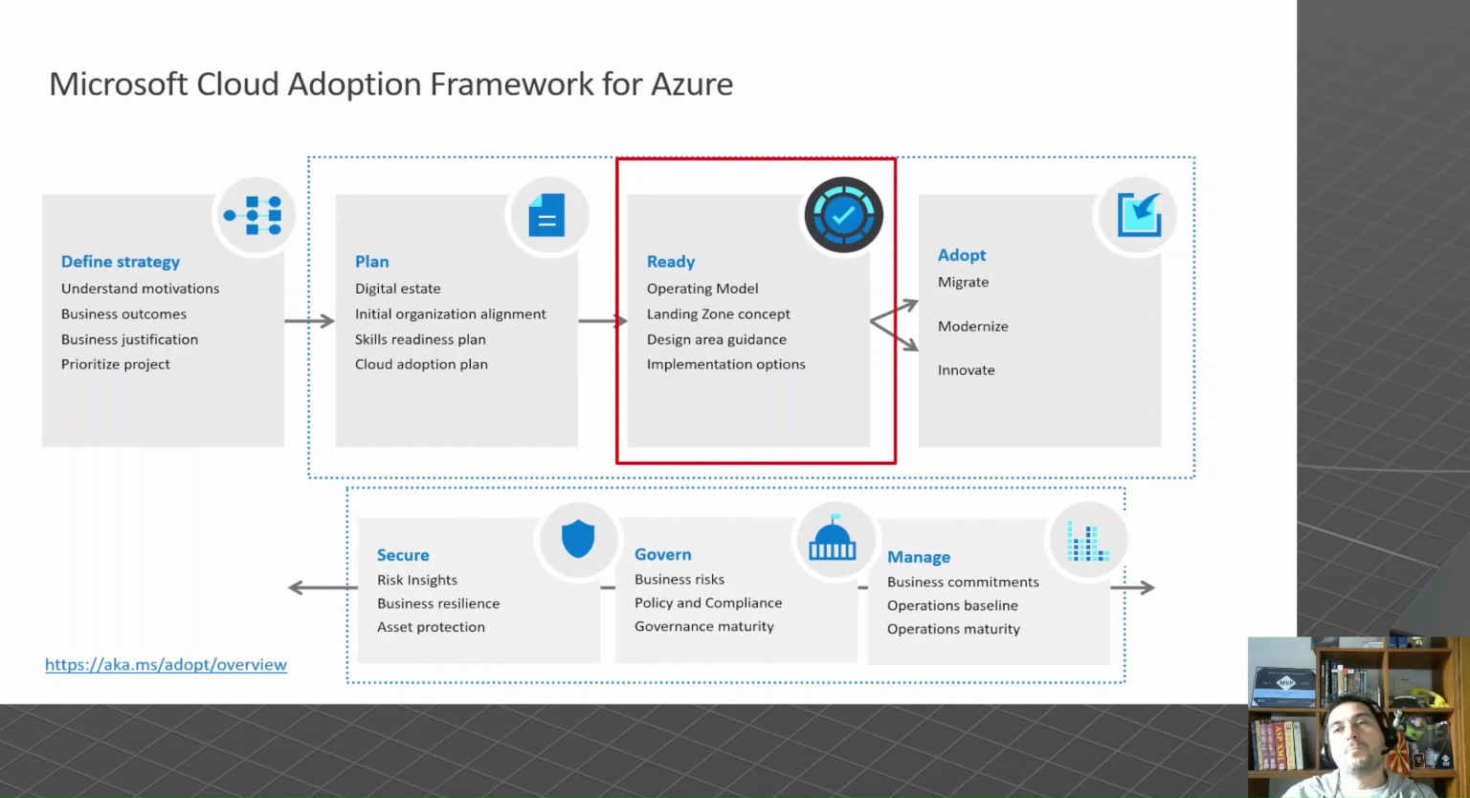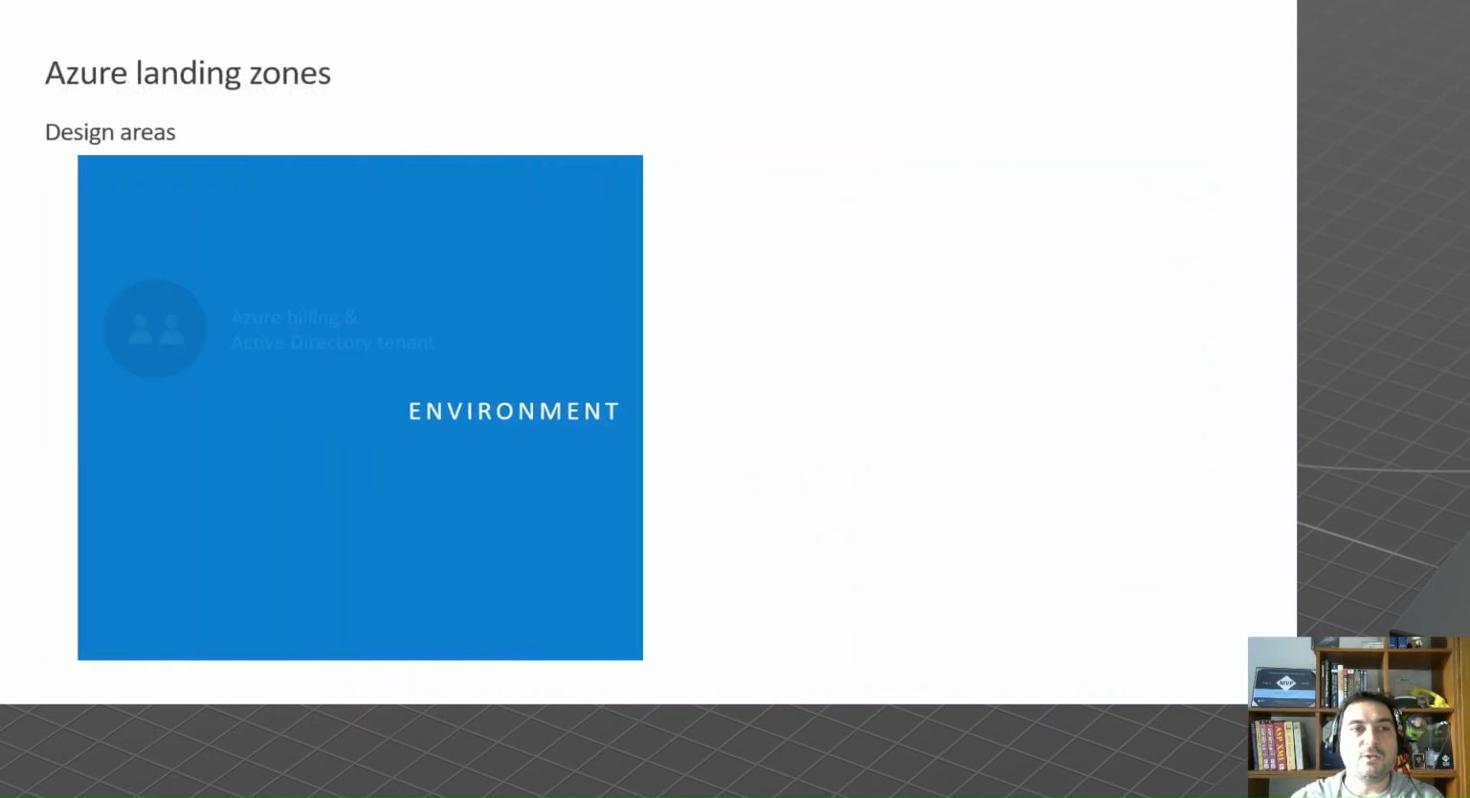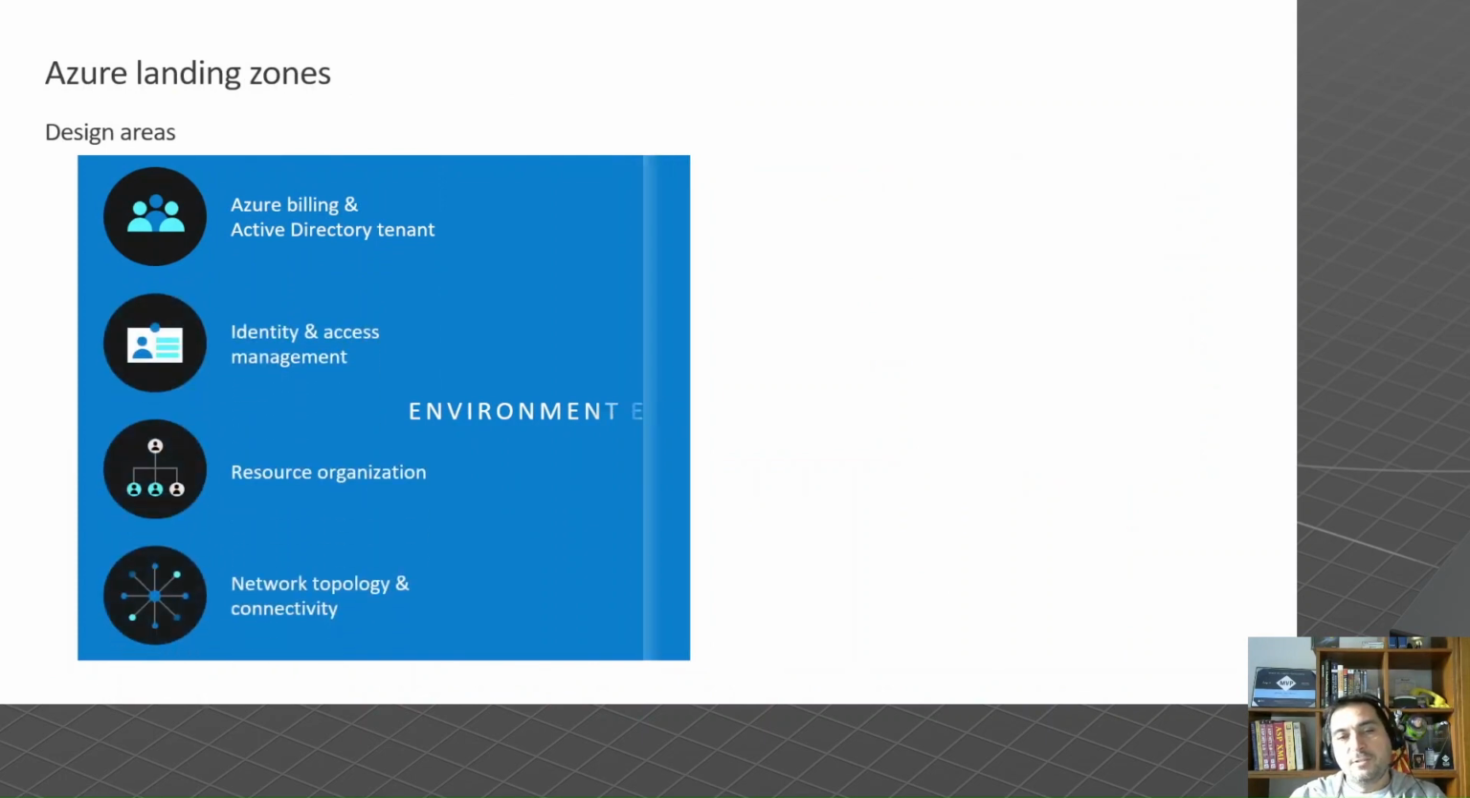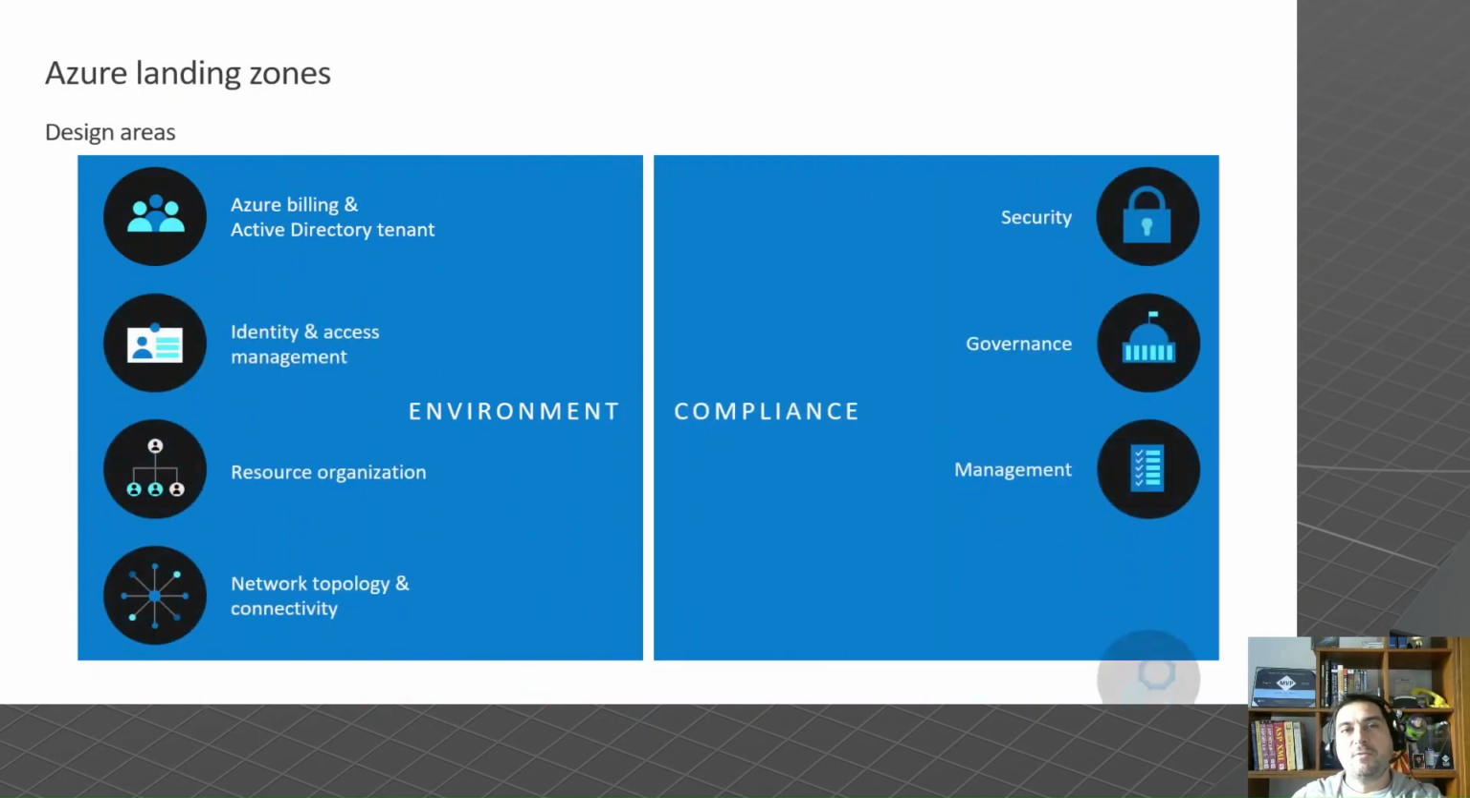So in here we need to discuss what operating model we're going to use. Gonna throw a glimpse on the landing zone, design area, some implementation options are here. As far as the design area goes, we have the environment and we have the compliance side. On the environment side, we have the Azure environment, so it's billing. What's the number of subscriptions I'm going to use?